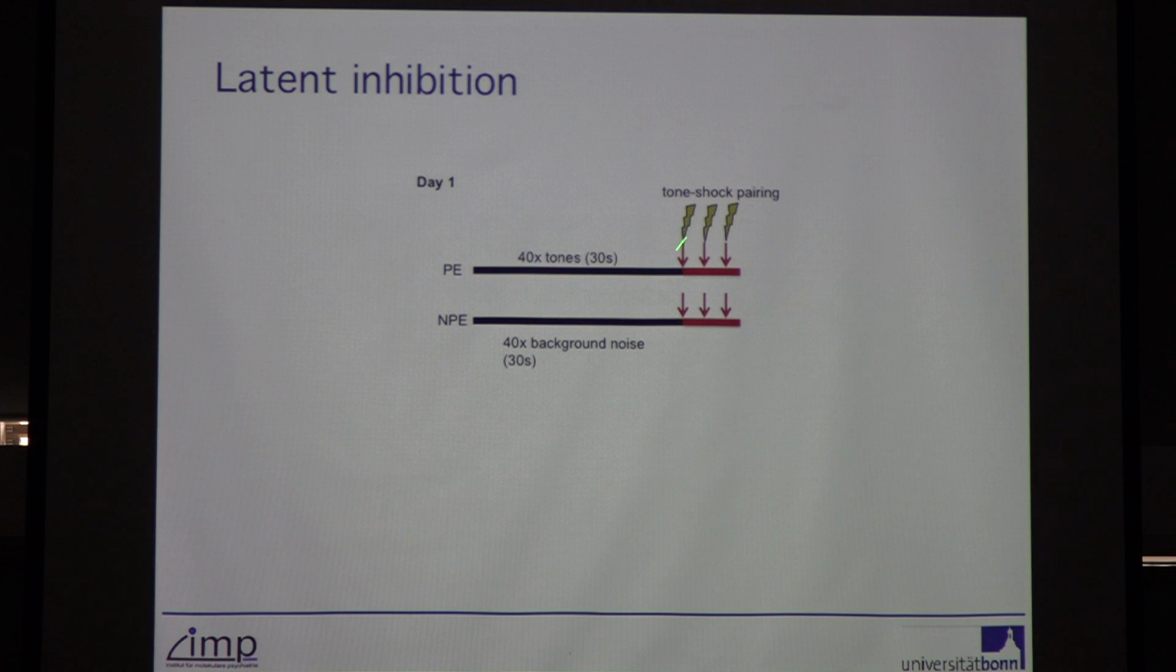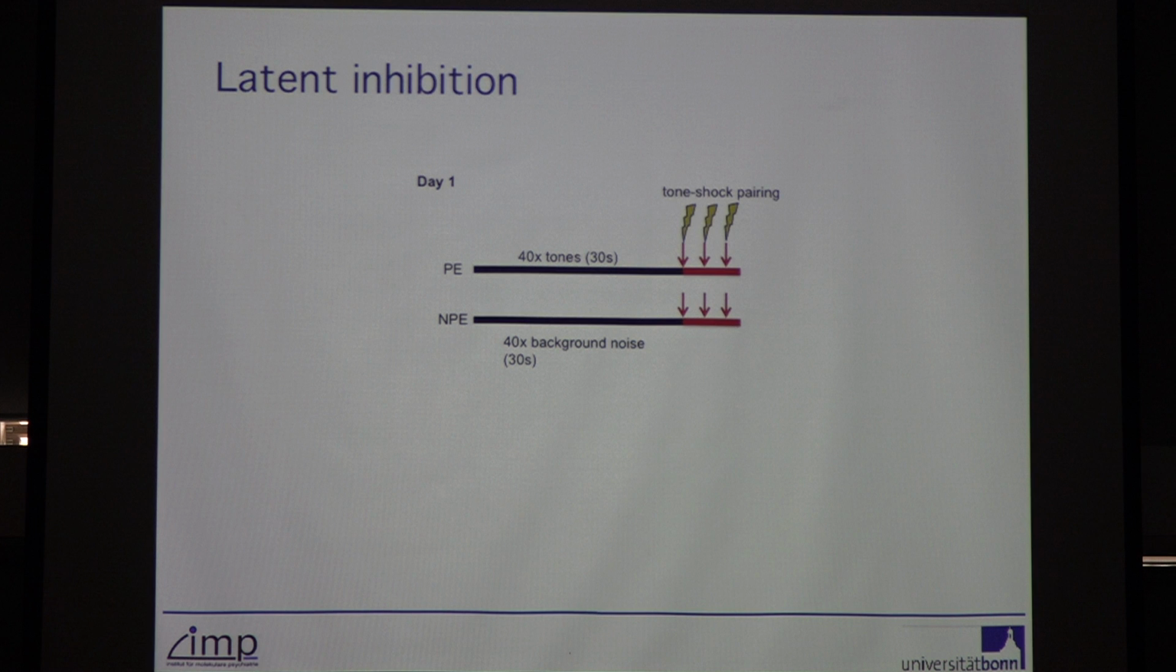But then we perform 3 tone-shock pairings. We first give them a tone, and then a small foot shock. Tone, small foot shock, tone, small foot shock. Now the animals should make a connection between the tone and the foot shock, and they usually do if we expose them just to random noise. But if the animals have already learned to ignore the tone, this conditioning will be less effective.